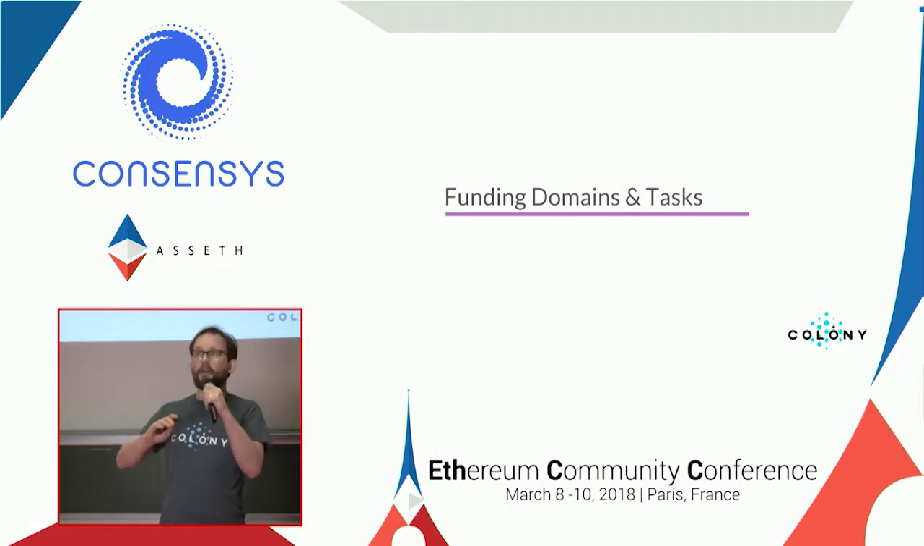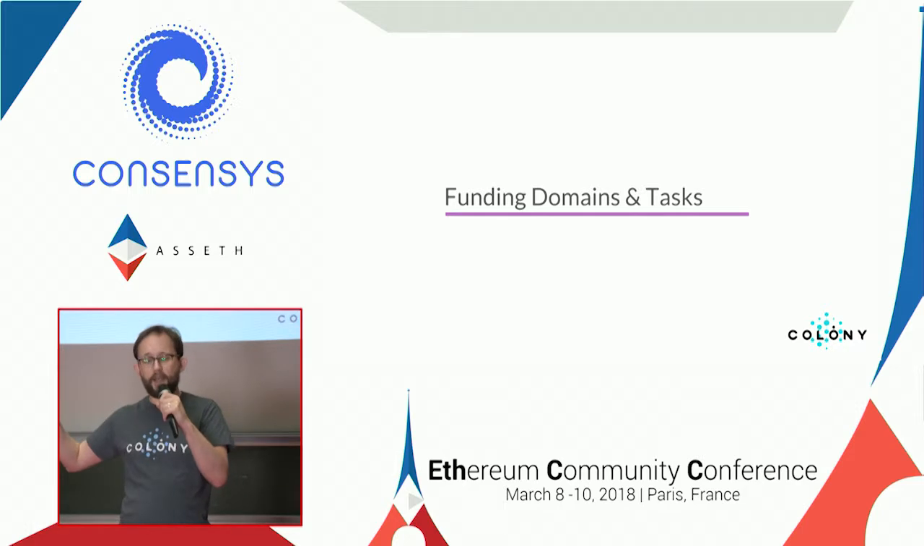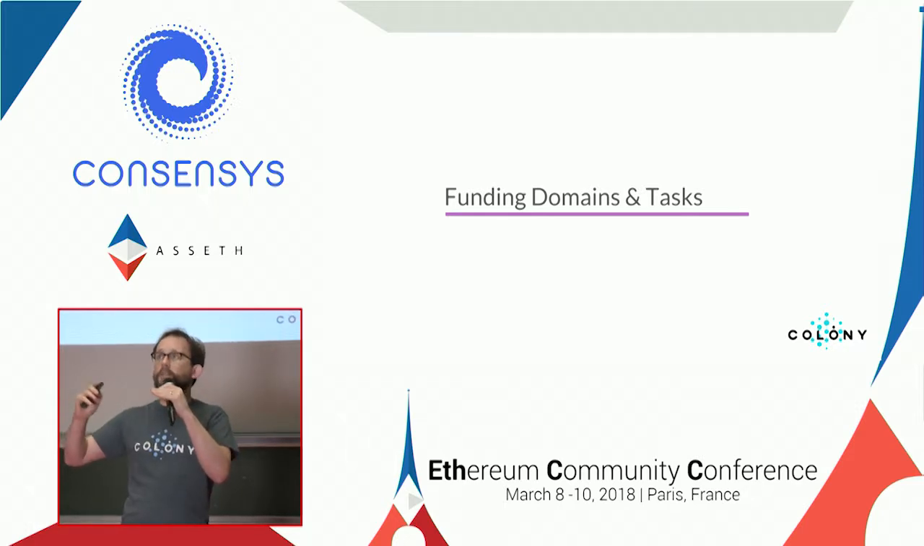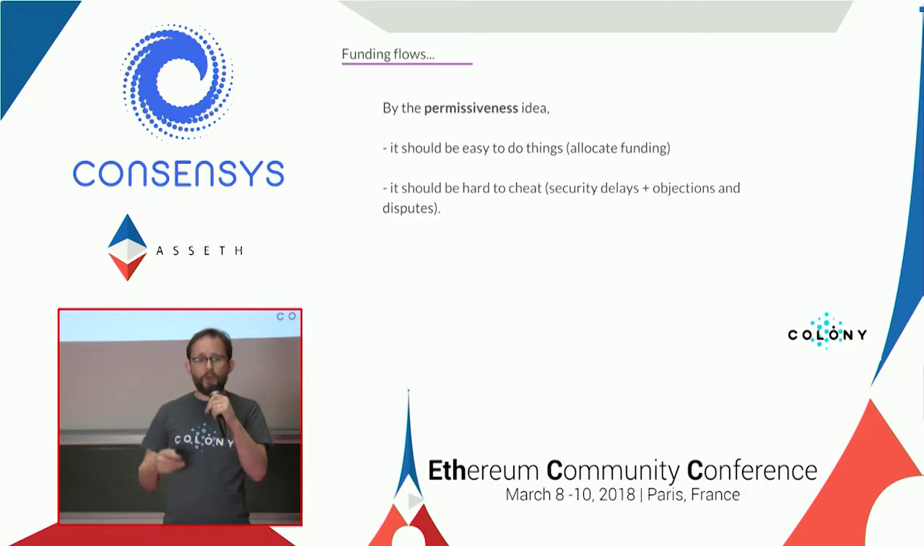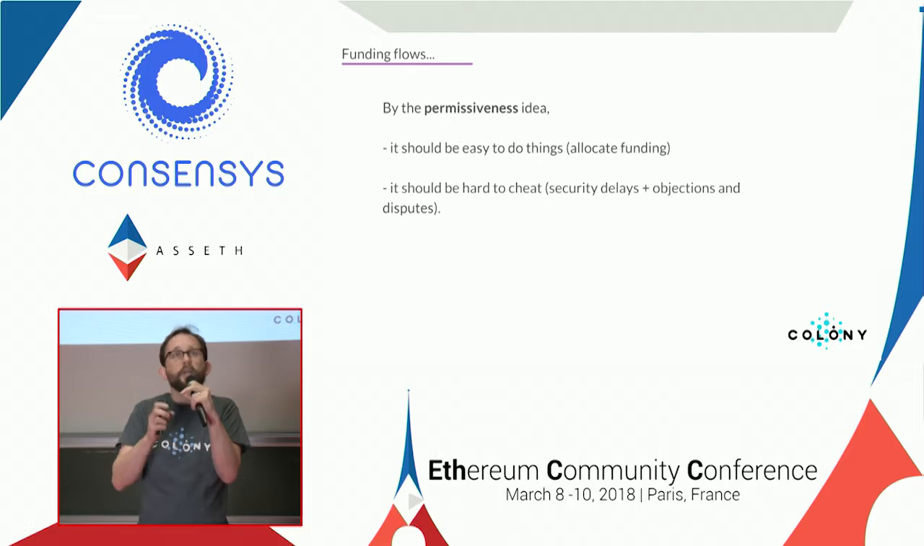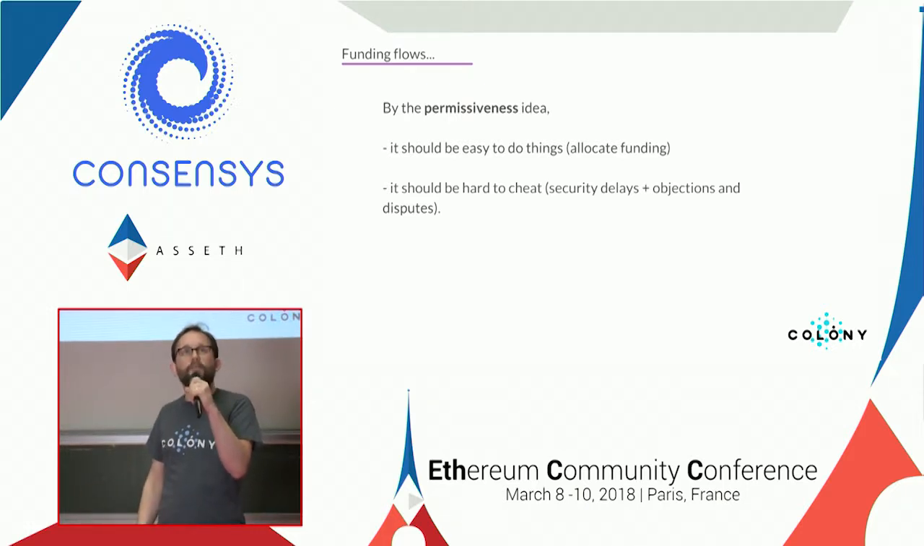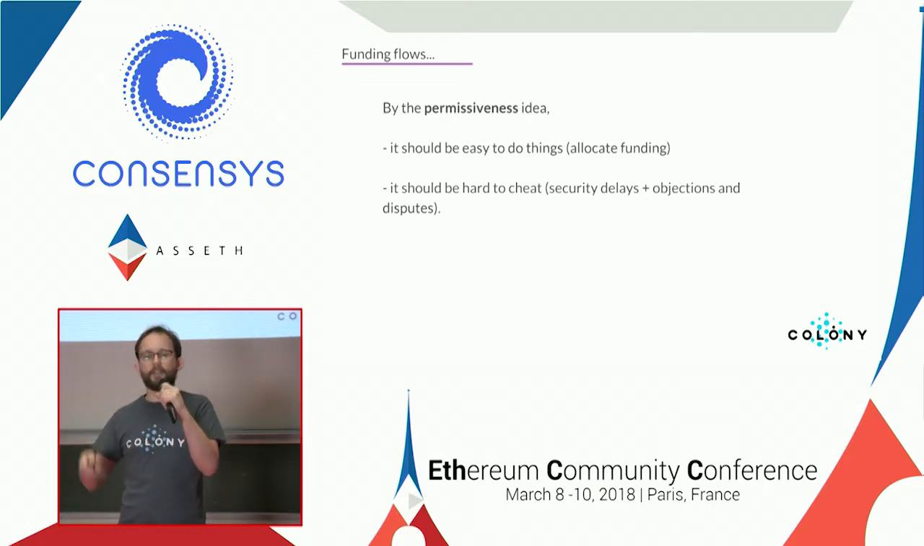Okay, so much for tasks. The funding system of the colony, which I haven't talked too much about in the past, so I'll highlight today, has a similar balance with permissiveness and security. So it should be easy to allocate funding. Even if a person just has a small amount of reputation, maybe you should be able to create a task and assign a big budget to it if that's what it needs, but it should require really long security delays so that if the rest of the colony does disagree, everyone has a chance to see what's going on, so you can't sneakily redirect funds.